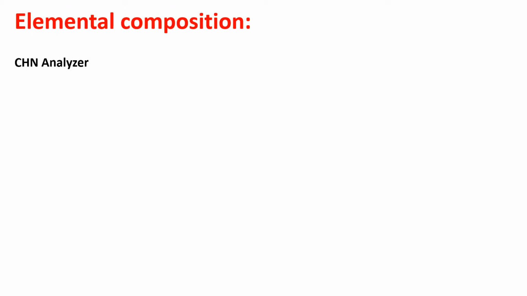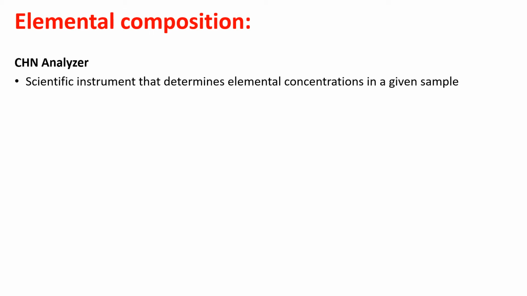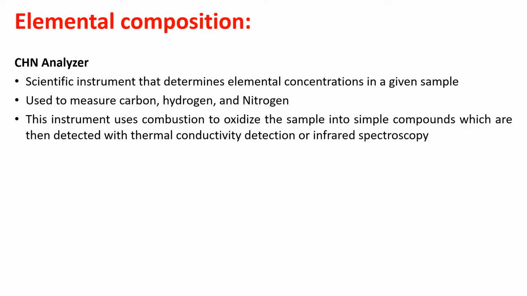There is another method called as carbon, hydrogen and nitrogen analyzer, commonly known as CHN analyzer, wherein the various instruments are used to determine the elemental concentration, the number of elements and the quantity of elements present in the sample, generally carbon, hydrogen and nitrogen. This instrument is also based upon combustion analysis. It first burns out the sample to oxidized form, and then these oxidized compounds are then determined either by use of IR or by thermal conductivity method.